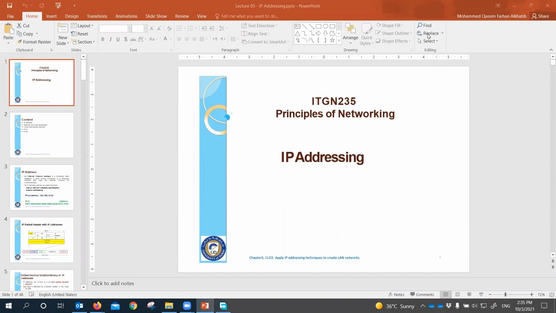Yeah, this chapter is one of the most important chapters. We're going to talk about the basis or the fundamentals of addressing, how the devices in the network have their own unique address.